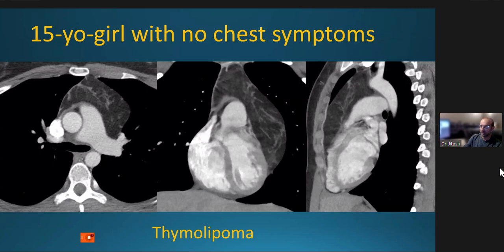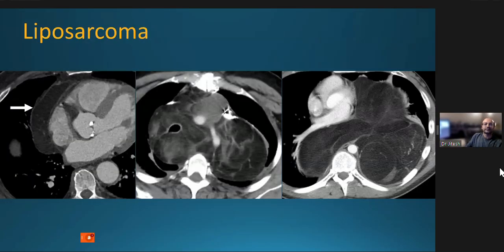soft tissue, conforming to the shape of the thymus, and this can be very large at presentation because patients are mostly asymptomatic. So these are three different examples of liposarcoma, showing how liposarcoma can involve different compartments of the mediastinum. This tumor is located in the prevascular mediastinum. We can see here, this is mostly fat with a little bit of thin septations. So this was a well-differentiated liposarcoma.